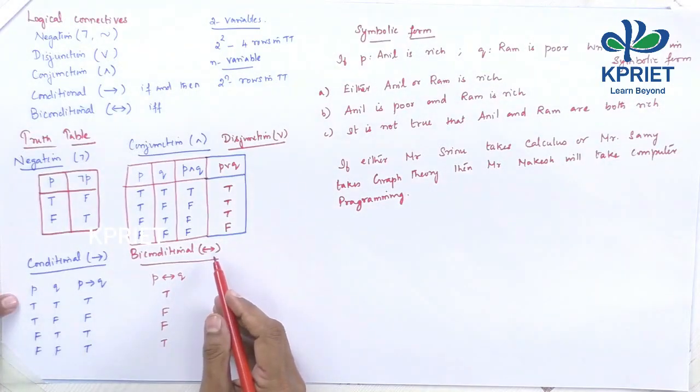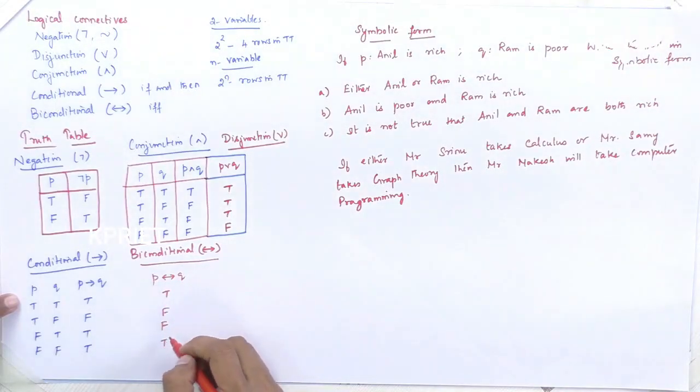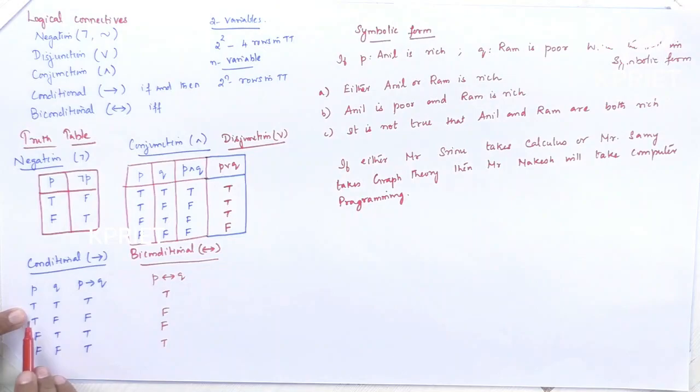Next is the biconditional, that is if and only if. The truth value will be T if and only if both P and Q have identical truth values. Identical truth values in the sense that I have TT here, they are identical, so therefore the truth value is T here.